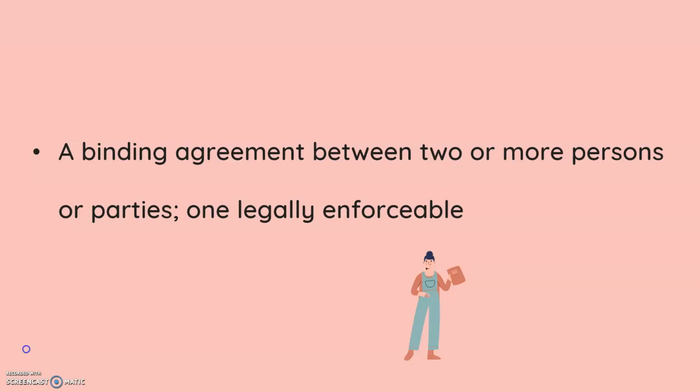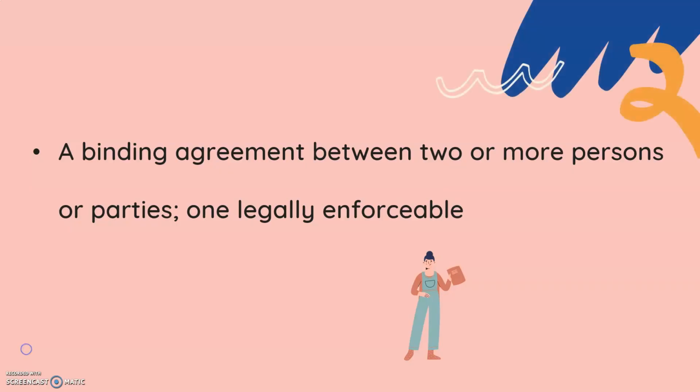Let us start with the first terminology, which is contract. So, what is a contract? Contract is a binding agreement between two or more persons or parties, one legally enforceable. From this definition, we can see that there must be parties to the contract, and the parties promise to do something in return for a valuable benefit known as consideration.